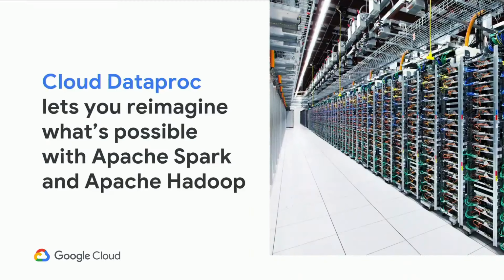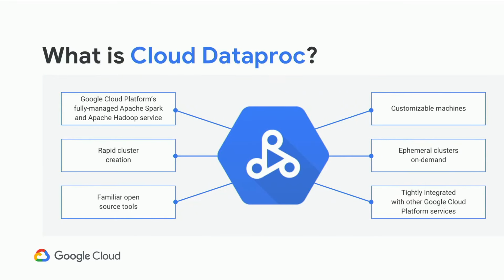Cloud Dataproc is Apache Hadoop and Apache Spark on Google Cloud Platform. And the idea is to really reimagine what is possible when we think about using those technologies. If we look at Cloud Dataproc as a product, it is very much focused on being that fully managed Apache Spark and Apache Hadoop service, with rapid cluster creation and all the familiar open source tools that you might be used to using in a Hadoop environment. Because this is the cloud, you can use customizable VM resources. You should have the flexibility to create that compute infrastructure that you want to use.